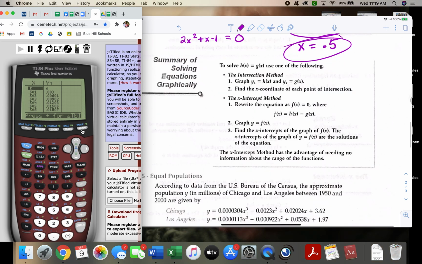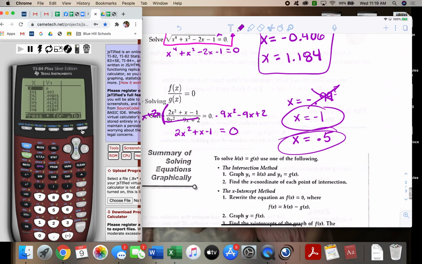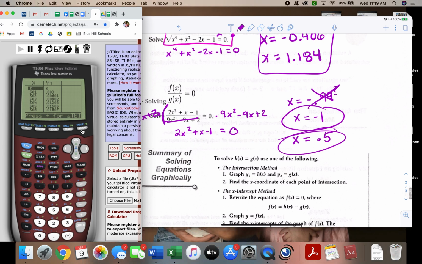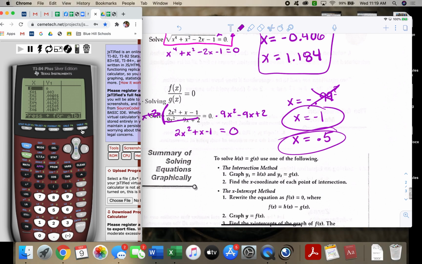Questions about that? How did we get negative 1? From the table I got 0.5, but I didn't get negative. So what we did was we looked up on the table at negative 0.99 and we kept scrolling, trying to get numbers closer and closer and closer to 0. It was 0 exactly at negative 1. Okay, I'll come fix it for you here in a second.